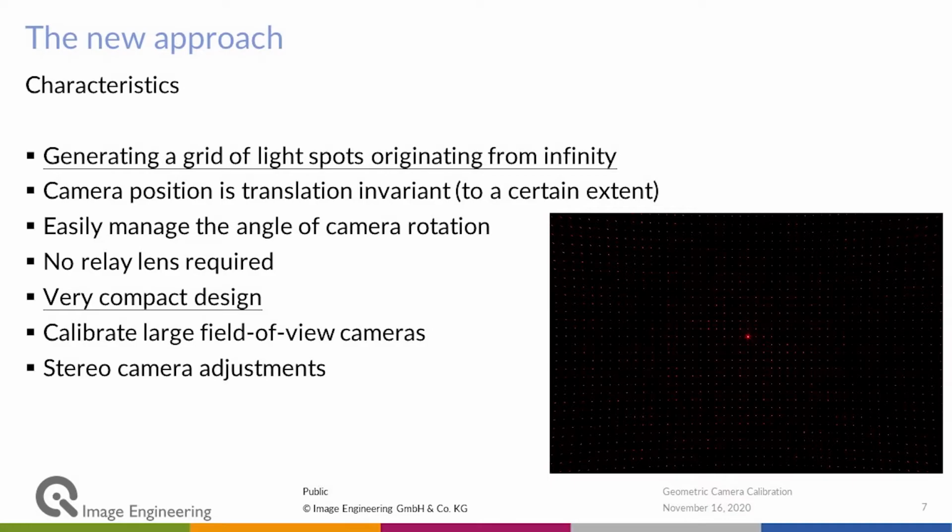We can characterize cameras with a large field of view. So you'll see some 120, 125 degree field of view images. We also did it with cameras that have around 180 degrees field of view. Of course, there the whole system reaches its limit. And another thing we can use it for is to adjust stereo camera pairs to each other.